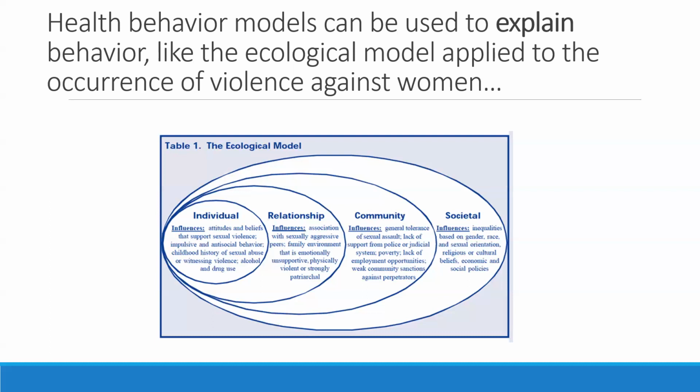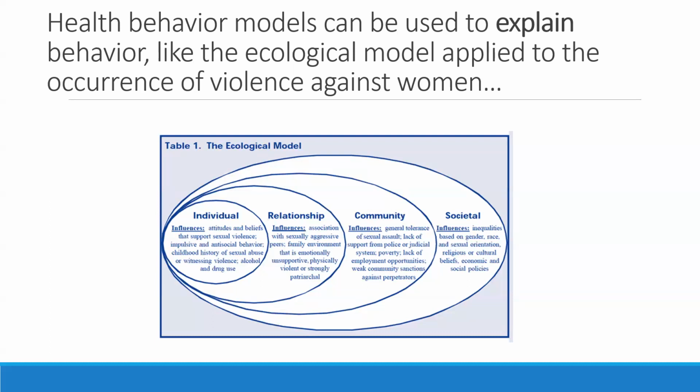At the societal level, of course, this is all driven by broader inequities between gender, race, sexual orientation, etc., as well as economic and social policies and cultural norms. So in some societies, it still is viewed as acceptable for a man to hit his wife if she steps out of line, right? And this is a cultural norm. So in that normative environment, you're more likely to see all these factors trickle down.